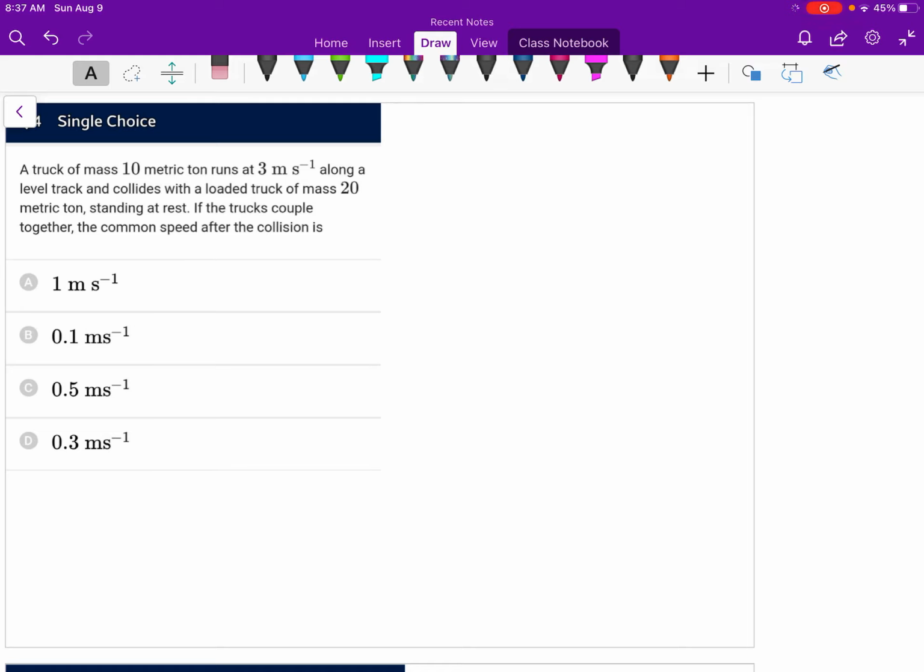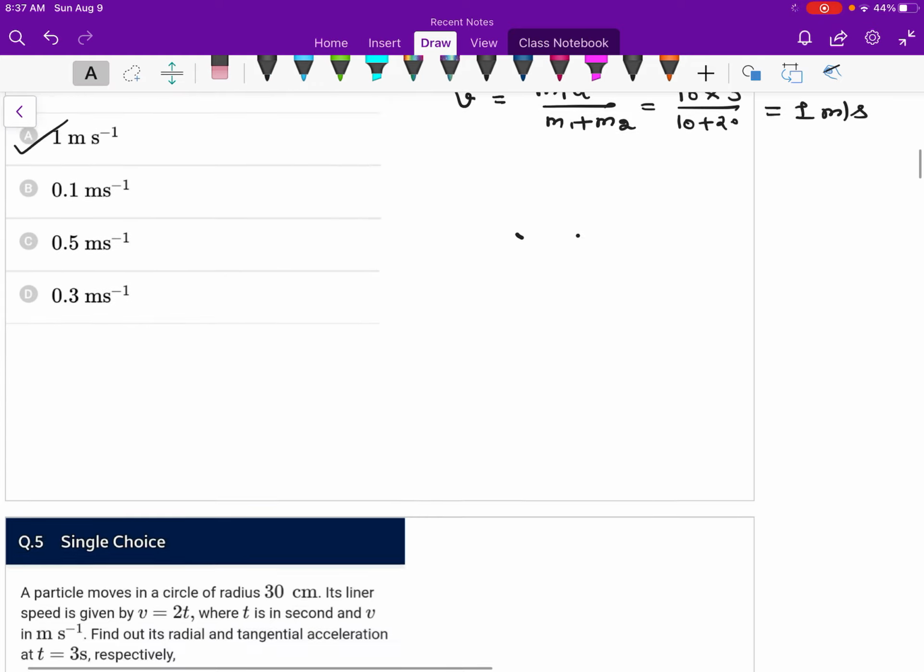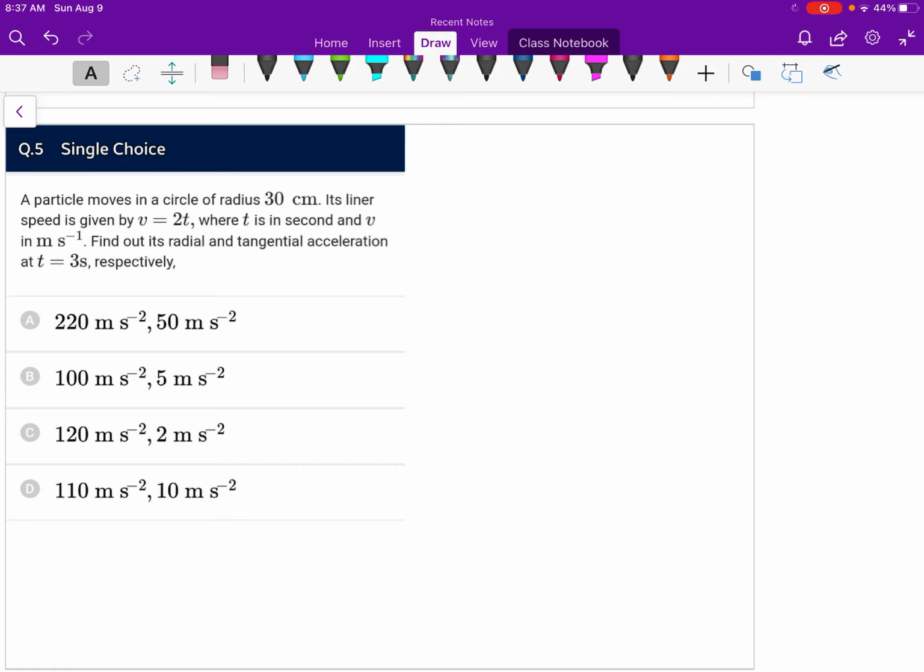A truck of mass m1 runs at speed v1 along a level track and collides with a truck of mass m2 standing at rest. The common speed after the collision? So it is a perfectly inelastic collision, common speed v is m1u upon m1 plus m2. So that is 10 into 3 upon 10 plus 20, that is 1 meter per second. So common speed is 1 meter per second.